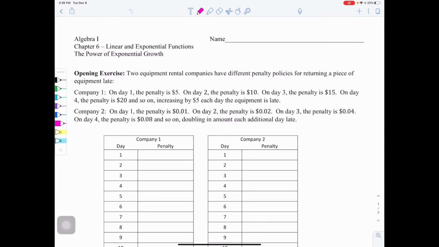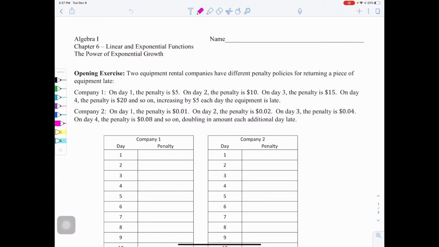Our next lesson is called The Power of Exponential Growth. So you'll be starting by completing an opening exercise. It says 2 equipment rental companies have different penalty policies for returning a piece of equipment late. Company 1, on day 1, the penalty is $5.